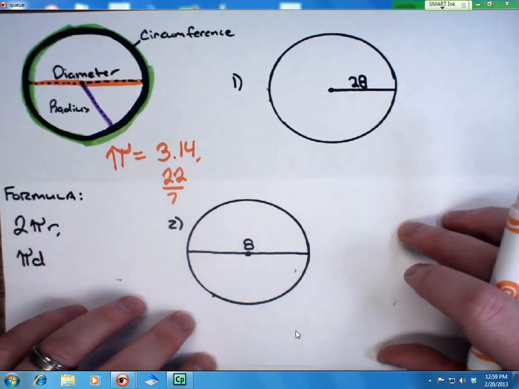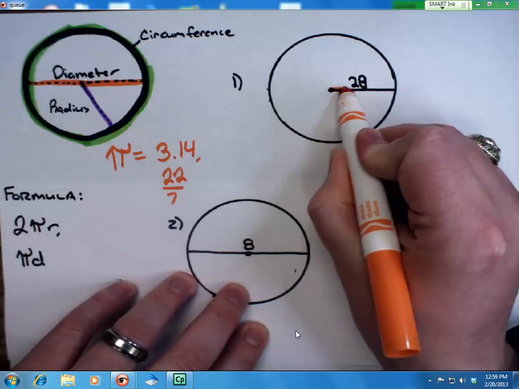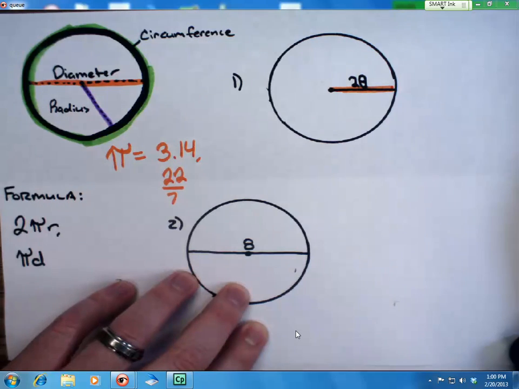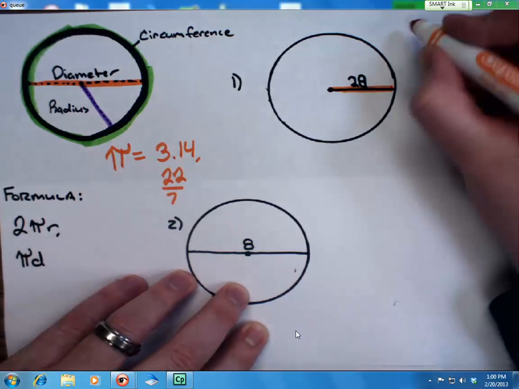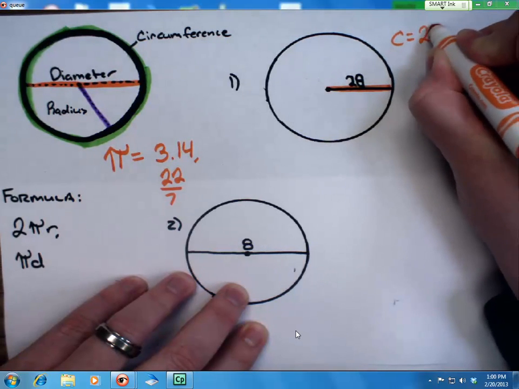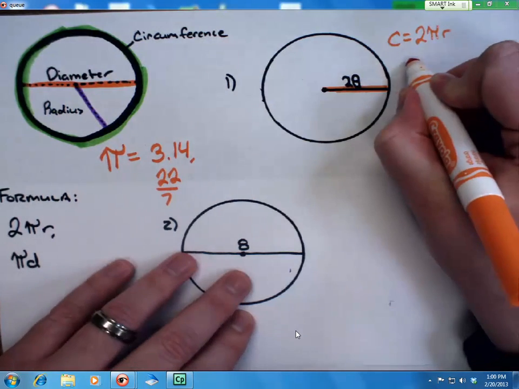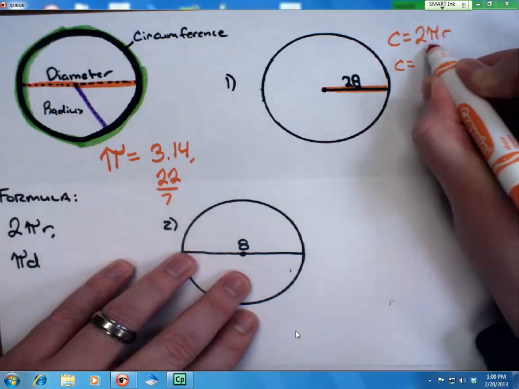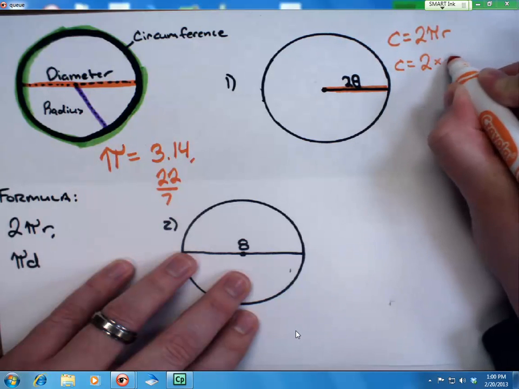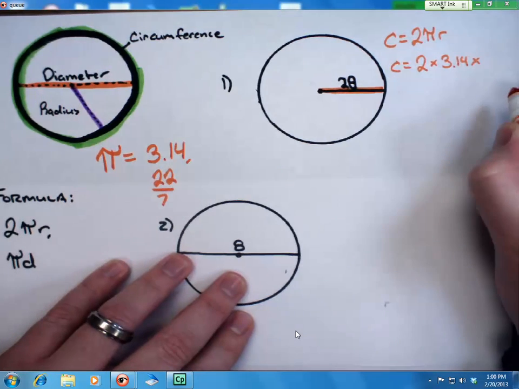Now, let's take a look at our first example here. What does it give us on number 1? What is this right here? Yeah, that's the radius, and since it gives us the radius, I'm going to use the formula that involves radius down here, the 2 pi r. So I know that my circumference is going to equal 2 times pi times the radius. Okay, so now I'm going to simply continue with my formula. I'm going to fill in values for all of these symbols up here: 2 times, we'll say 3.14 for pi, times our radius, which is 28.